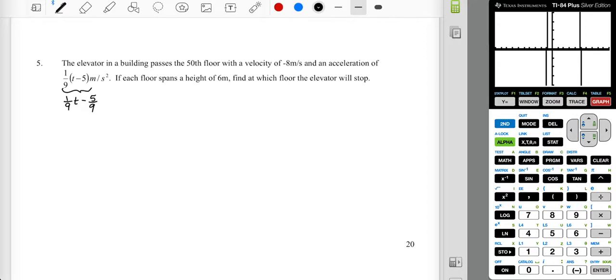All right, so we know a of t. All right, we could also figure out v of t by taking the antiderivative. We can sort of cut out some of the fluff here now.